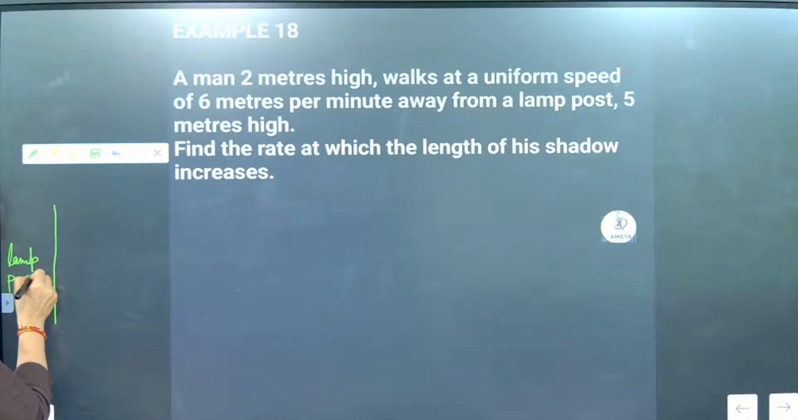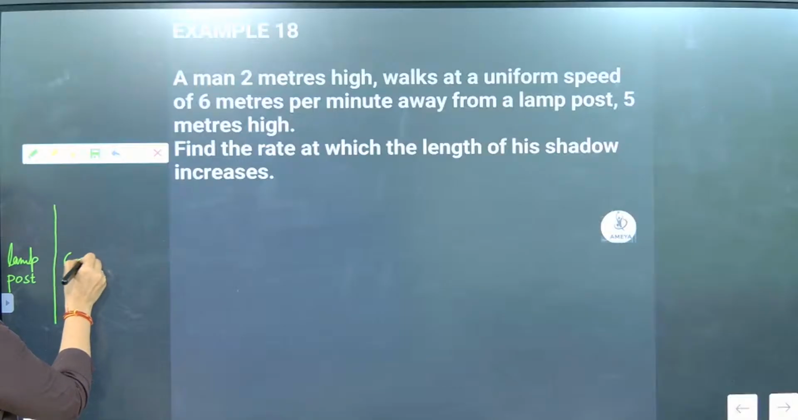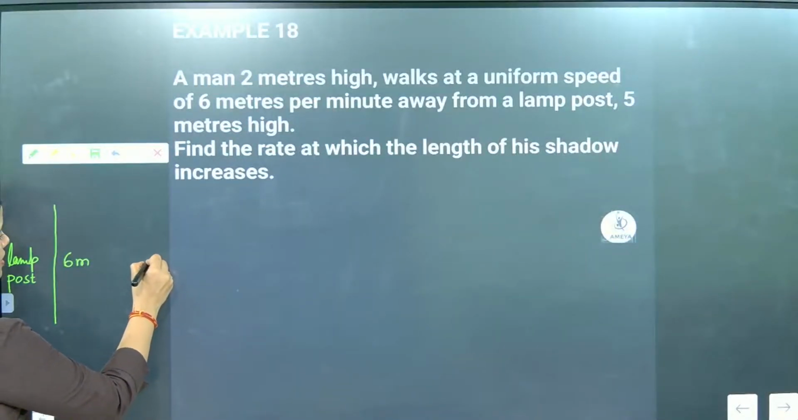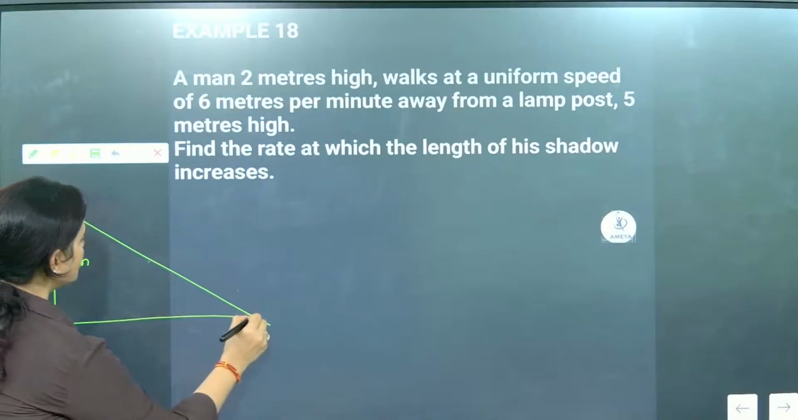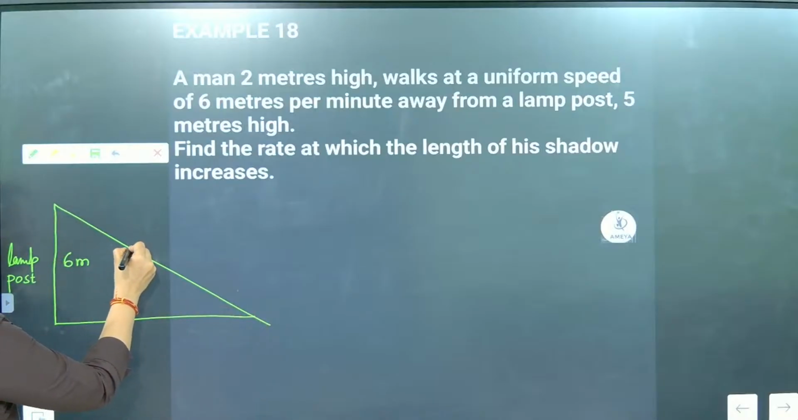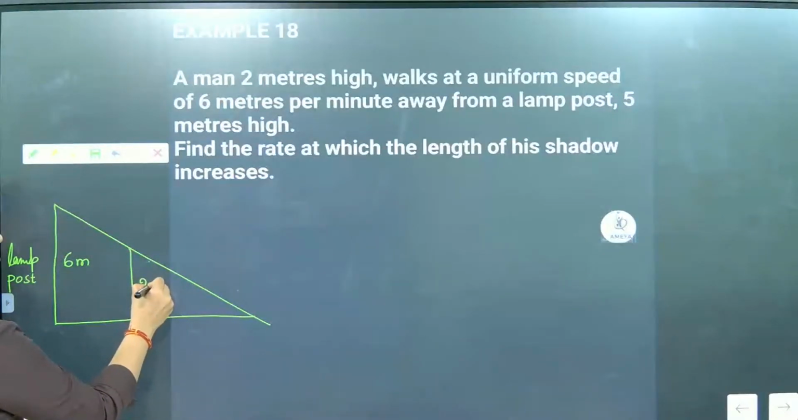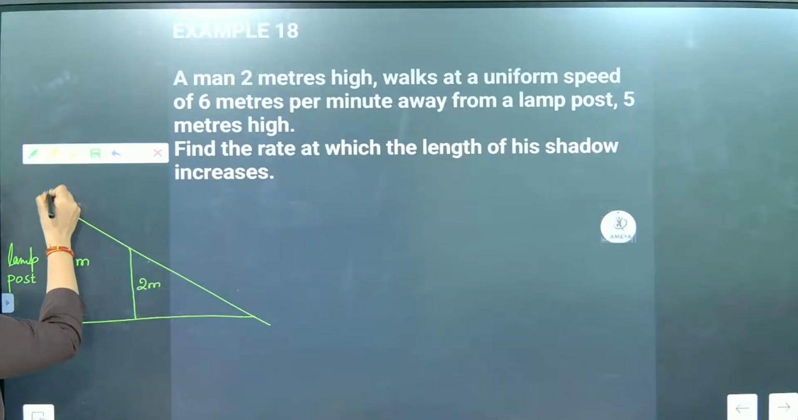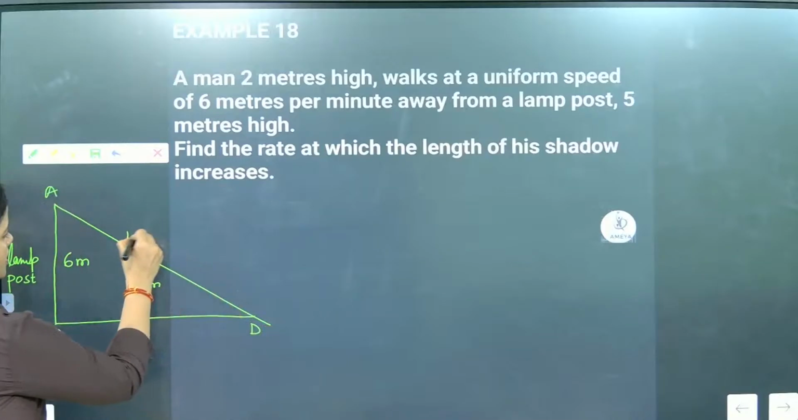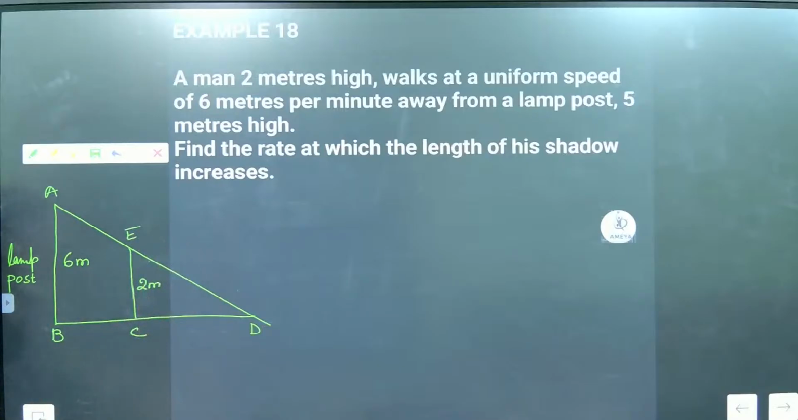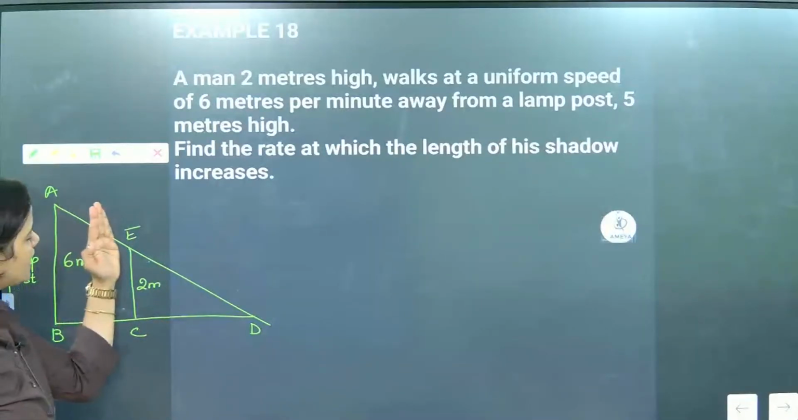Done? Okay. Now this lamp post height is given as how much, beta? 6 meter. Now what is the height of the man? We are going to draw it first, because otherwise it will become a problem. So now listen, this is the height of the man. The height of the man is given as 2 meter. Now all dimensions A, B, C, D, E are written till here. So that means this is the lamp post and this is the man.